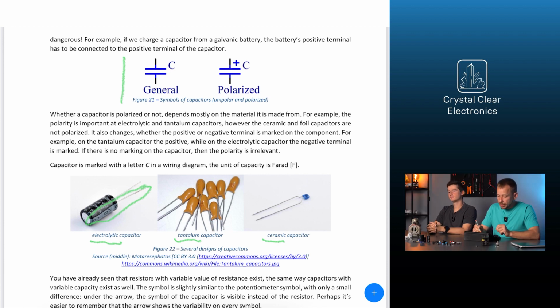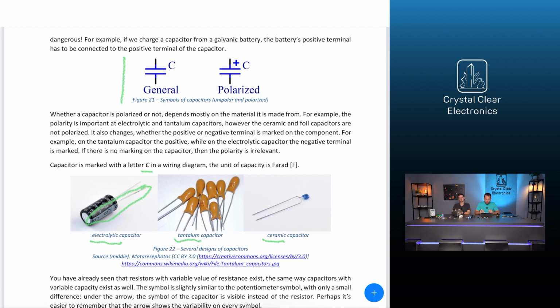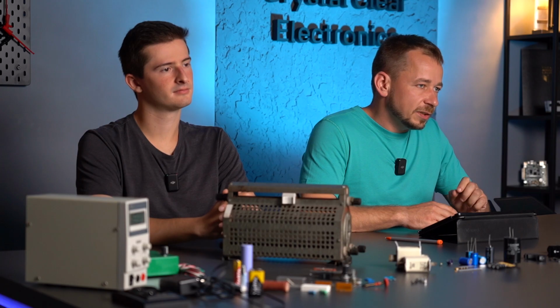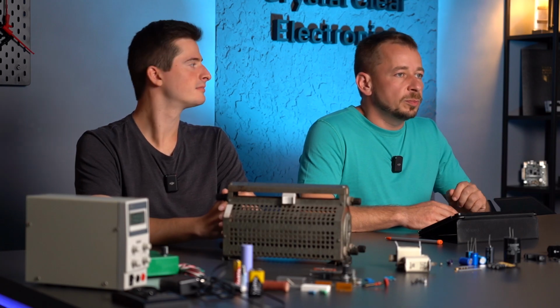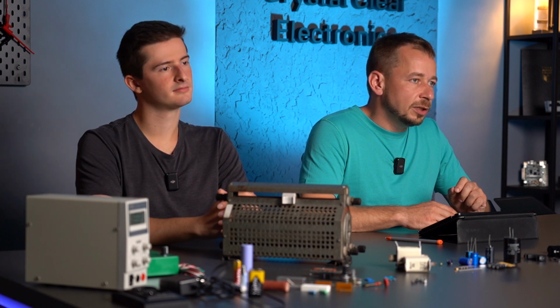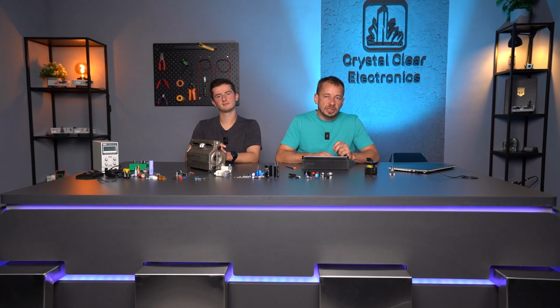Capacitor is marked with a letter C in a wiring diagram. The unit of capacity is farads with capital F. Of course, variable capacitors exist, but they're rarely used, so we won't go into their construction in this video, but instead, we'll move on to another simple but important type of component, switches and push buttons.